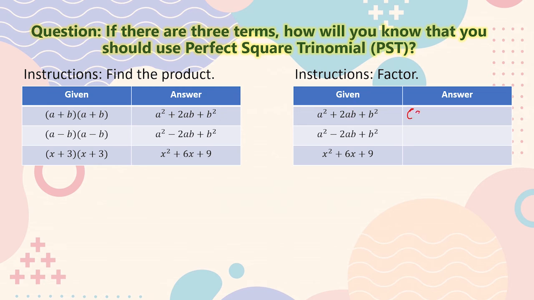So the answer here is the quantity of a plus b times the quantity of a plus b, or the square of a plus b, because they're just the same, a minus b times the quantity of a minus b. And the last one, given is x squared plus 6x plus 9, so just the reverse of it, the quantity of x plus 3 times the quantity of x plus 3. I want you to pause this video and try to figure out the pattern, the similarities between the given, and figure out as well, how do we get the answer even if we're just given with 10 seconds?